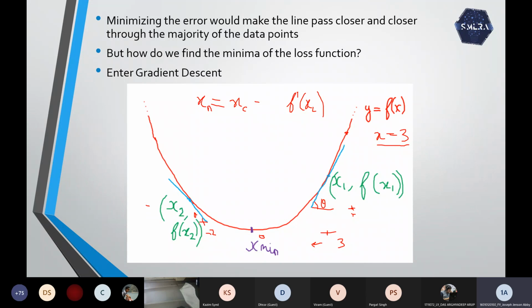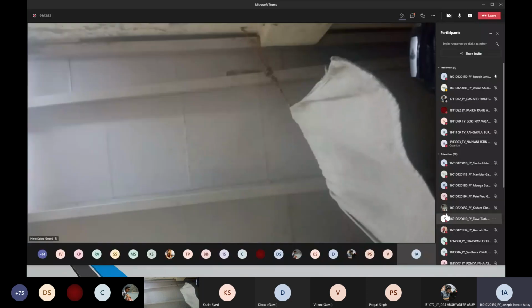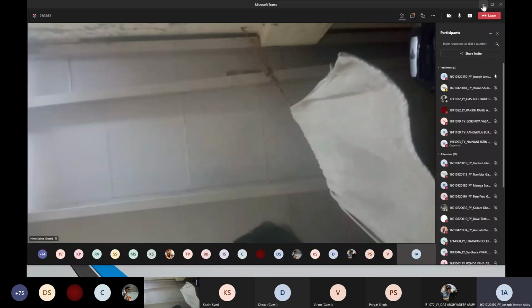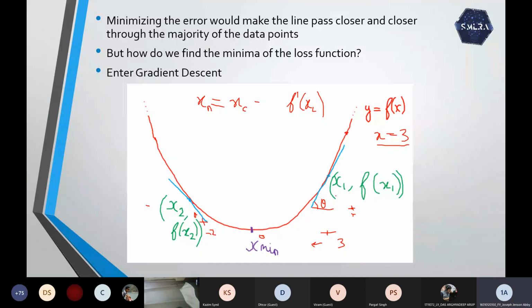If it is here, the derivative is negative. If you subtract a negative, negative times negative is positive, so you're going towards the minima. All right, understood this part? Any questions? All right, I hope you understood so far.